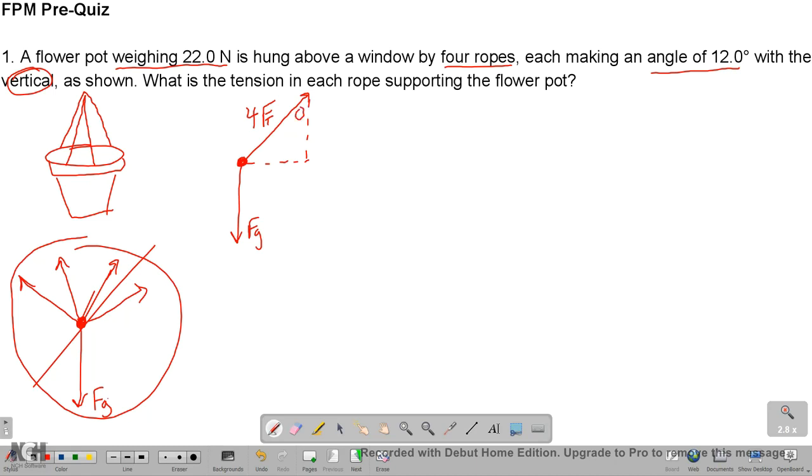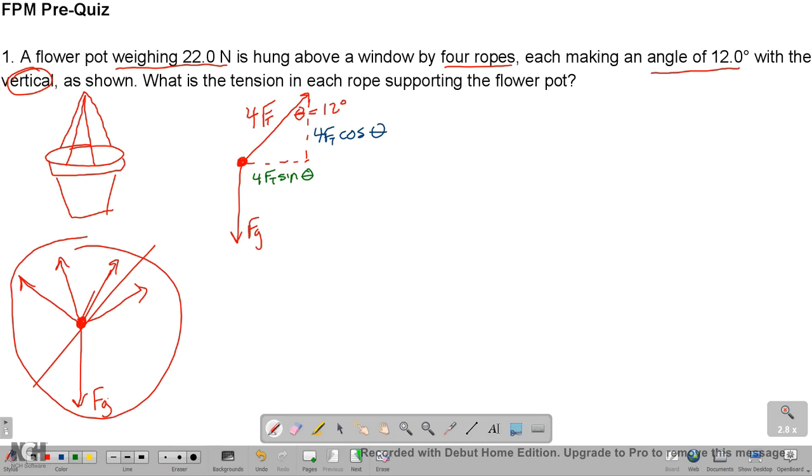This is the angle with the vertical up here, and that's equal to 12 degrees. And then we're going to want to label our sides. So the adjacent side would be the vertical side. So this would then become whatever's on the hypotenuse, 4Ft cosine theta, because we're on the adjacent side. And then down here on the x-axis is going to be 4Ft sine theta, because we're on the opposite side.